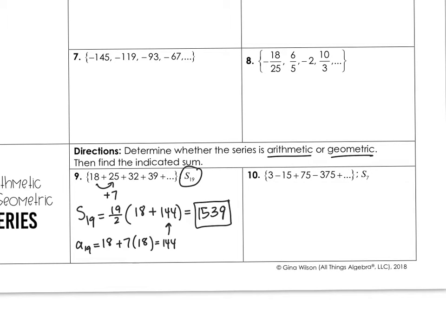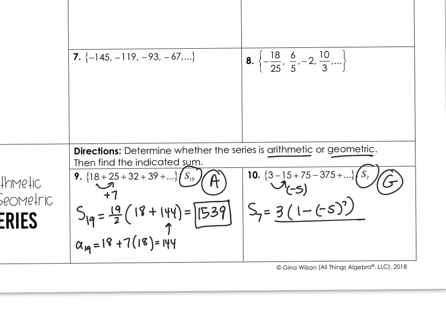Okay, so number 10, let's see, this one. Looks like they're multiplying by -5 each time, and we want the sum of the first 7. Since we're multiplying here, this is different. This is a geometric one. Well, let me put, this one was arithmetic. This one's geometric. The 7th one would be the first term, and then you've got 1 minus -5 to the 7th over 1 minus -5.